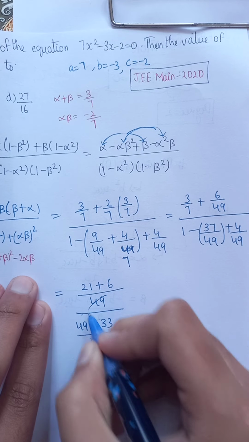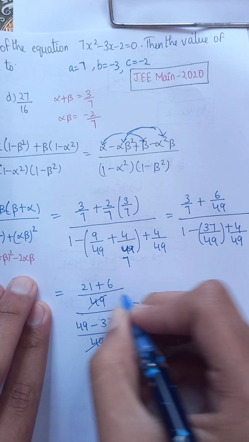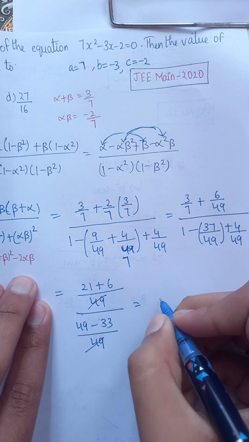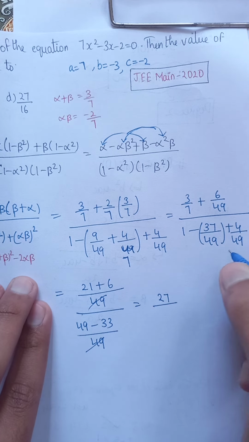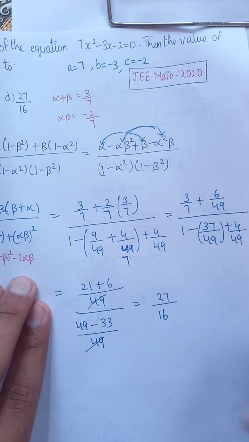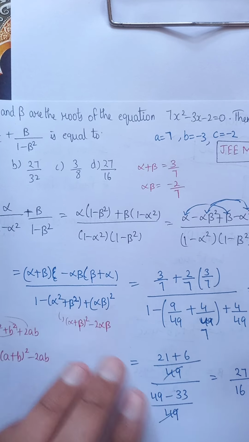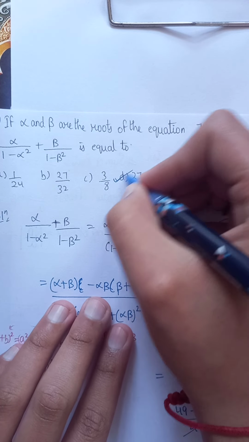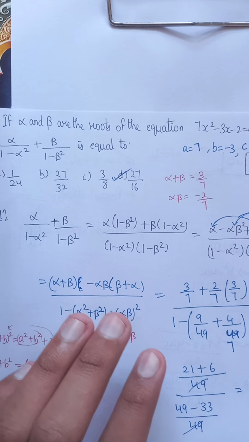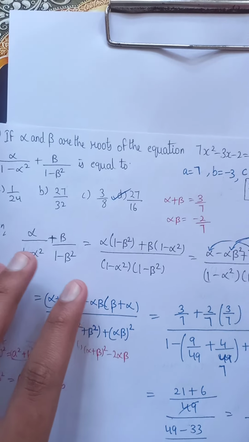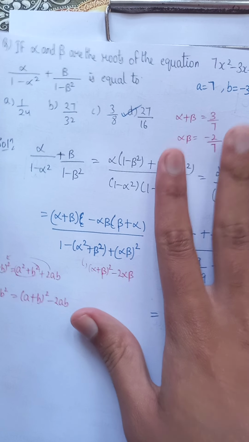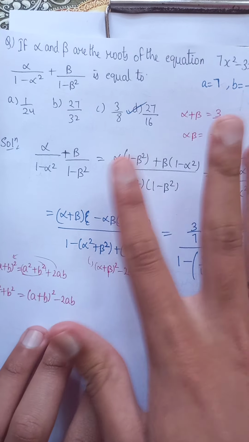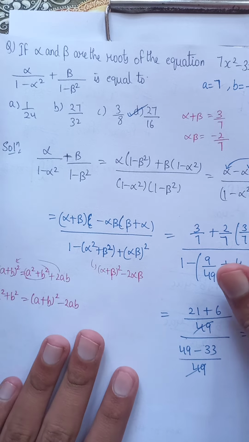So this gets cancelled. We have 21 plus 6. What is 21 plus 6? 27. And 49 minus 33 is 16. So 27 divided by 16, which is option D. So this is how this is a simple sum. If you want, you can solve this question once again. You can watch this part again clearly, and you can solve this once again.